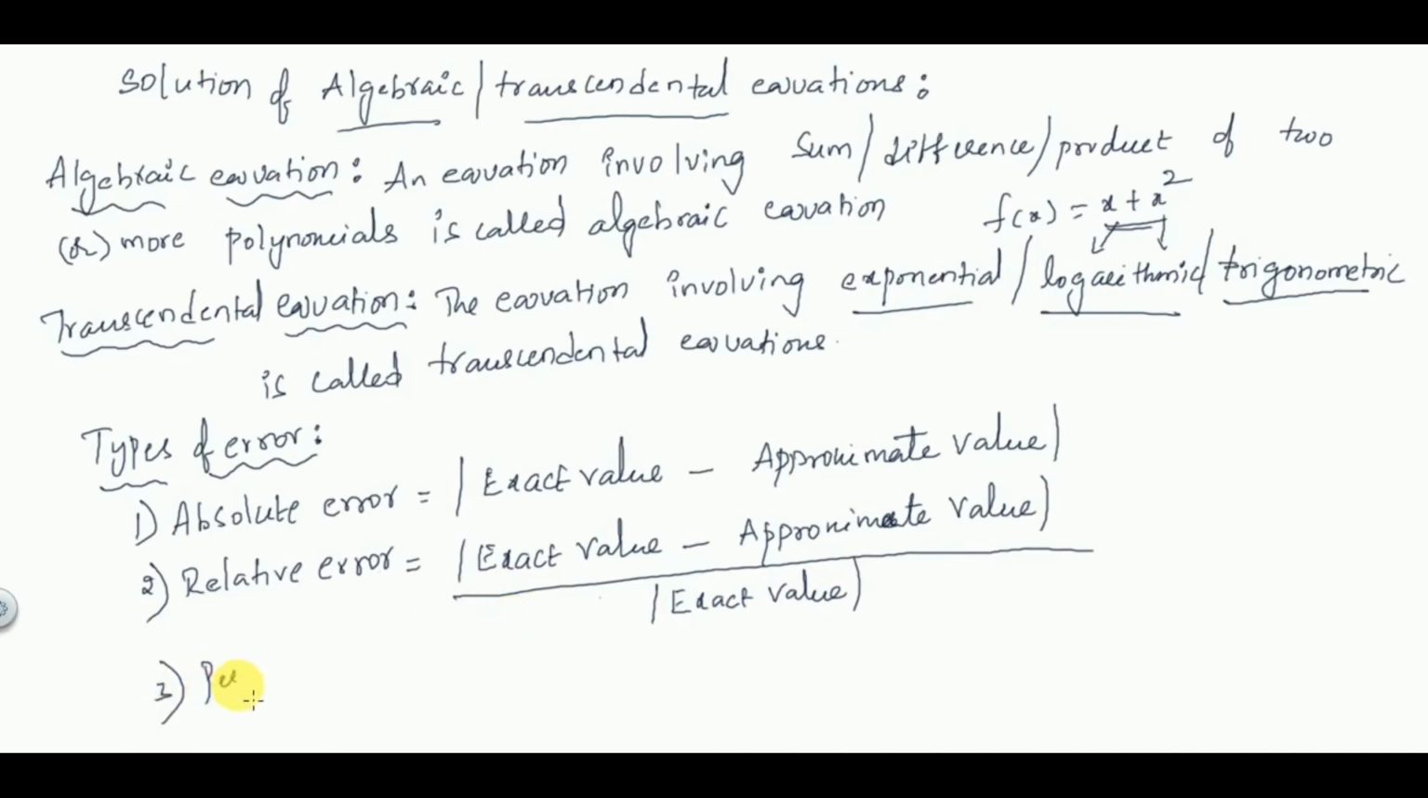Next is the percentage error. This is the most widely used, and the most likely to be asked if they ask from these errors. Percentage error is the relative error multiplied by 100%. If you multiply the relative error formula by 100%, it will give you the percentage error. So just remember these three formulas. If they ask, you can easily solve.